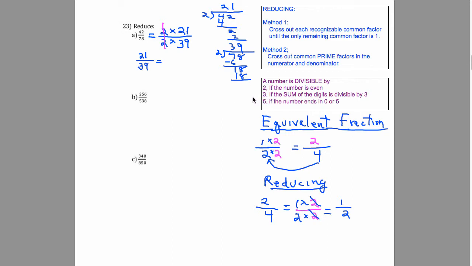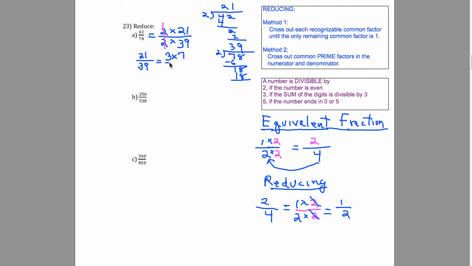Well, we see in the divisibility table I have here that 3 works if the sum of the digits is divisible by 3. So 2 plus 1 is 3. Since 3 goes into 3, 3 will go into 21. 3 plus 9 is 12. Since 3 goes into 12, 3 will go into 39. So we can rewrite 21 as 3 times 7.